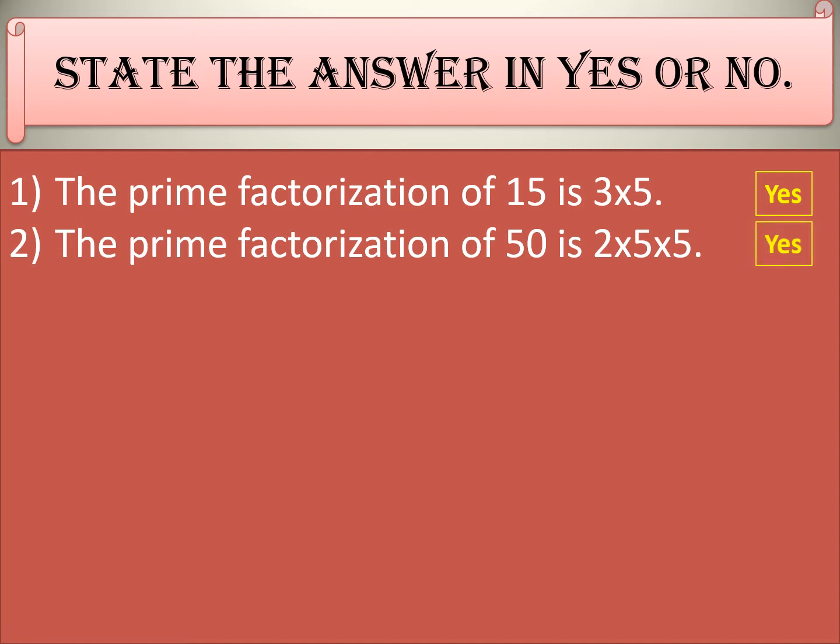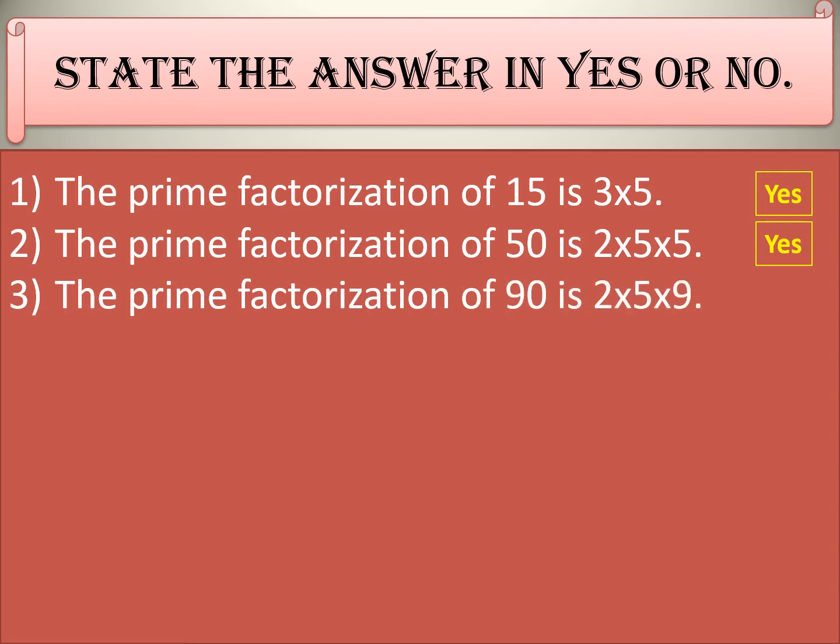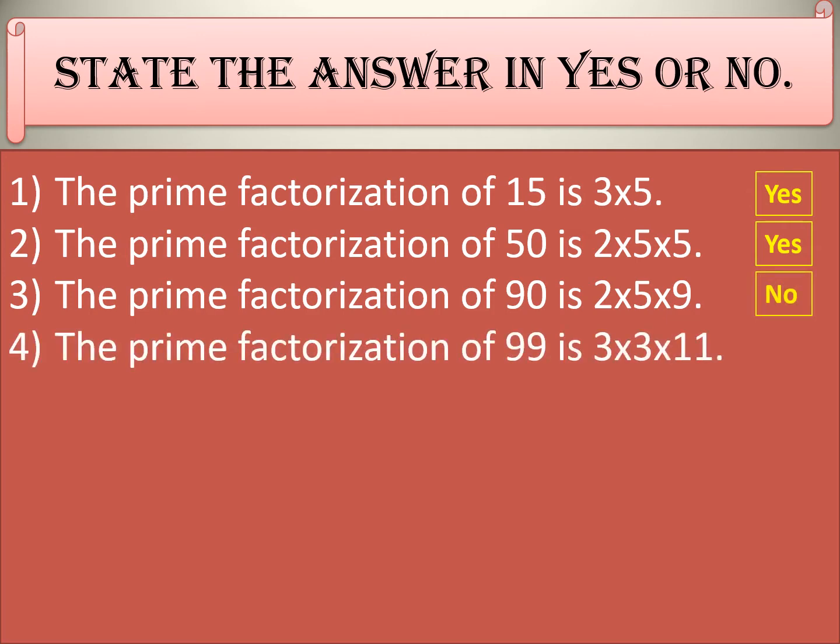Question number 3. The prime factorization of 90 is 2 multiplied by 5 multiplied by 9. Look, in this question, 2 and 5 both are prime numbers. But 9 is a composite number because 1 9s are 9 and 3 3s are 9. So the answer is no. Next is question number 4. The prime factorization of 99 is 3 multiplied by 3 multiplied by 11. Look, in this question also 3 and 11 both are prime numbers. So the answer is yes.